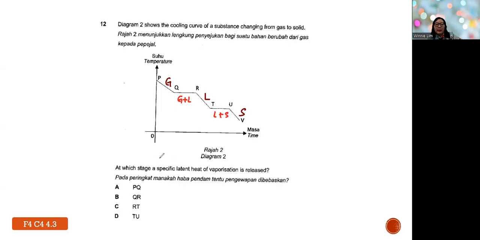So this latent heat is the hidden heat. Why? Because there is no change in temperature. Okay, because the heat is used to change state. Vaporization here means change of state between gaseous and liquid state. The parts that involve latent heat are basically QR and also TU. But QR is the latent heat of vaporization, that is what they need in the question. While this is latent heat of fusion. Okay, so therefore your answer is QR. So your answer is B.